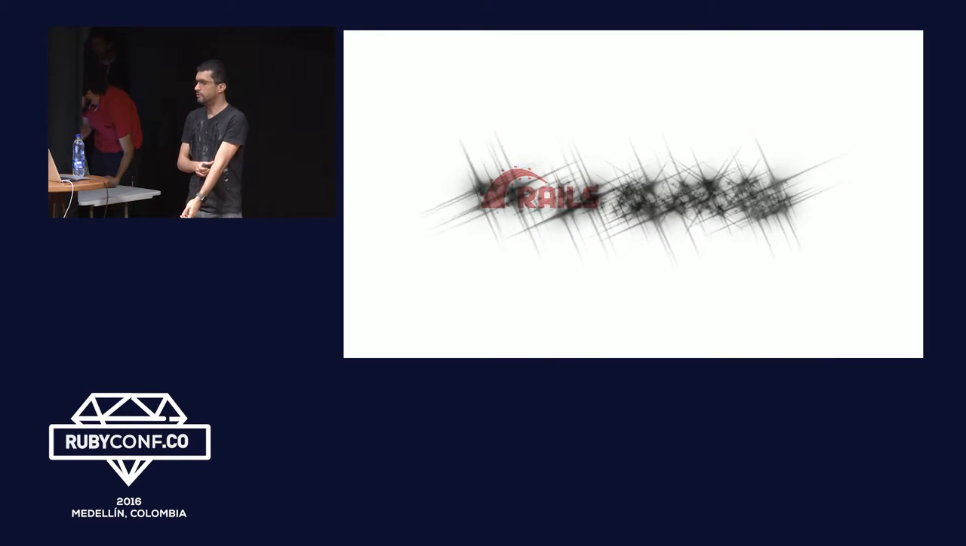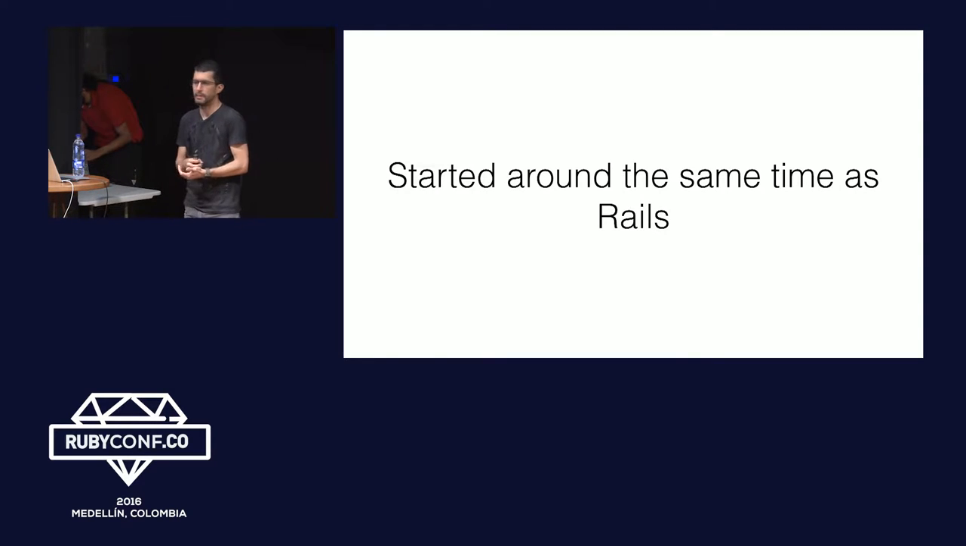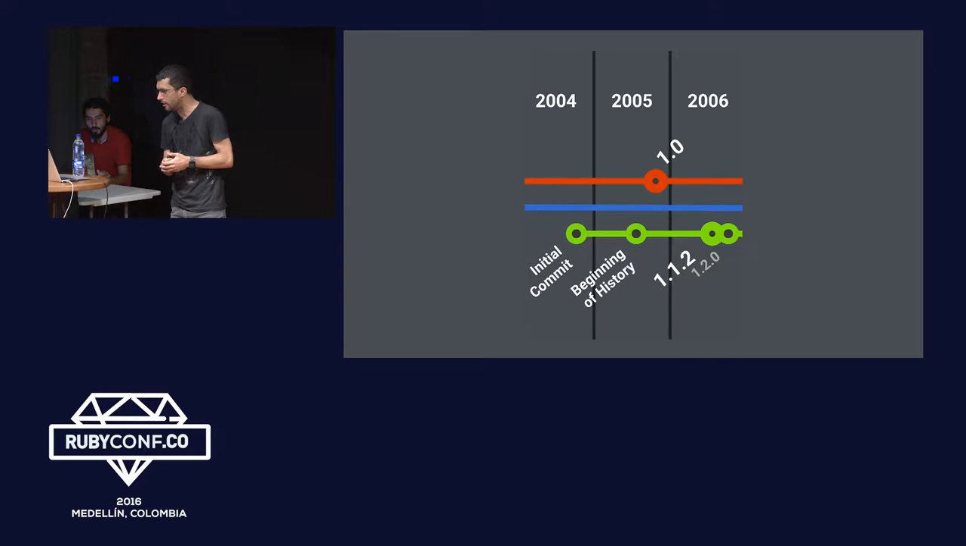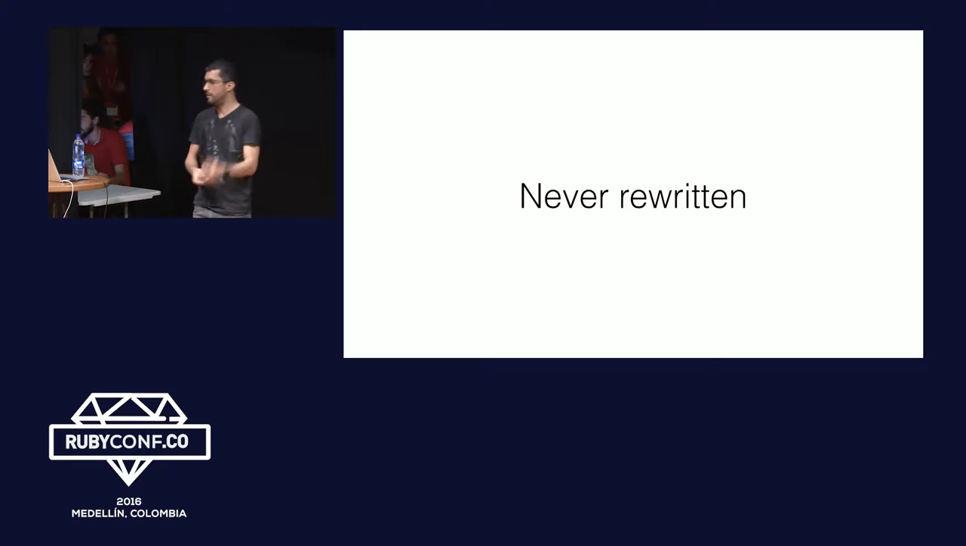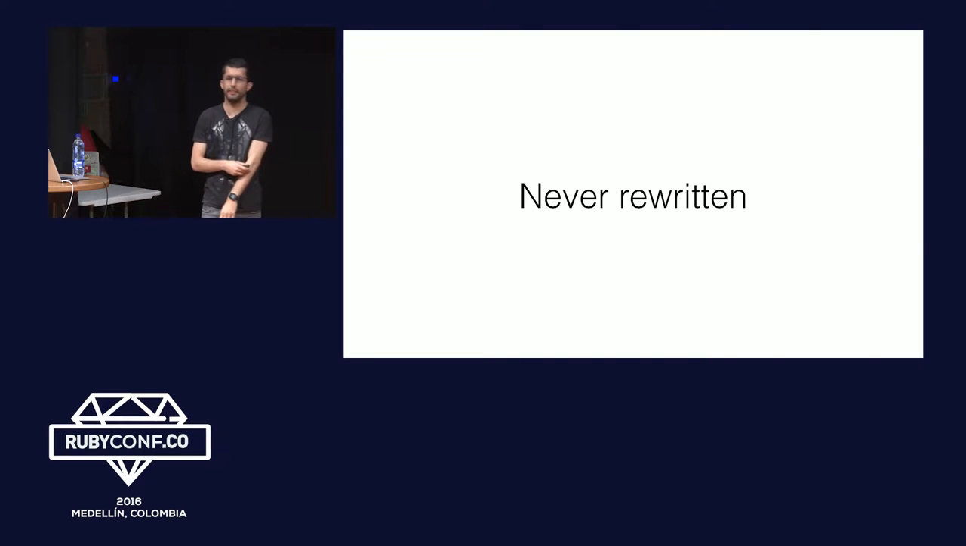And why are we here to look at the Shopify application specifically? Because the Shopify application started around the same time the Rails framework started. It was in 2004, way before the first stable version of the Rails framework, which was in 2005. So Shopify started in December of 2004. And after that, we were using Rails since then. The Shopify application also was never rewritten, so the same code base that started in 2004 is still there. You can still find the first commit in Shopify history in the Git repository.